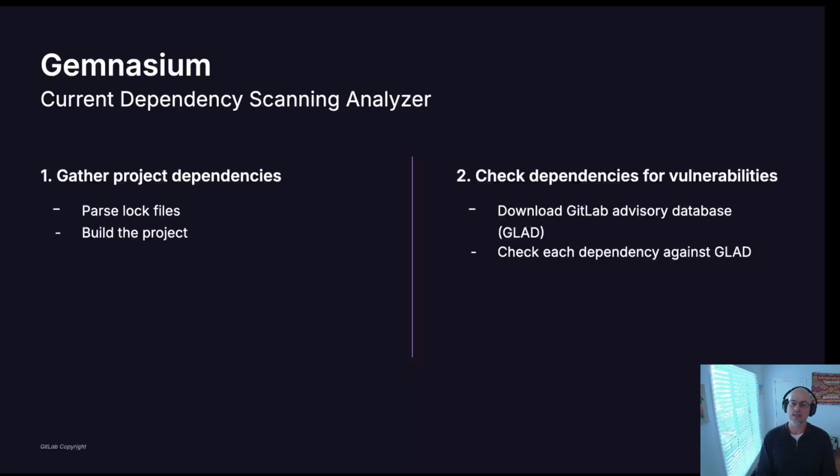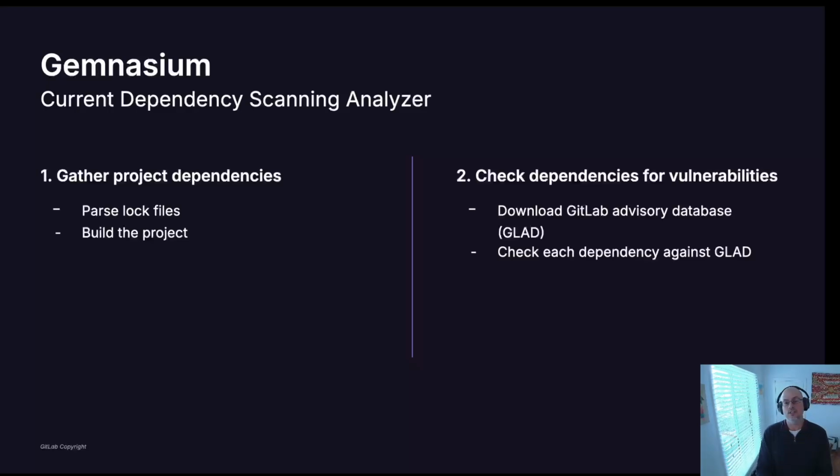The second method is used when lock files are not available. In this case, Gemnasium will attempt to build the project. We currently support Python and Java-based tools like Gradle, Maven, and SBT. As part of building the project, the dependencies are identified. And it's a little bit more complicated than that, but that's all we need to know for this video. Now, with this information, the analyzer can move to step 2.